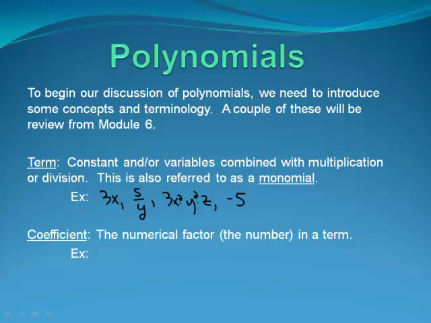Coefficient, again from Module 6, is simply the numerical factor or the number in a term. So if we had, for example, this term, again, it's all multiplication, so it's a single term or a single monomial, the coefficient is the +2. If you had 1/2 z squared, the coefficient is the +1/2. If you had the monomial -4xy squared, -4 is your numerical coefficient.